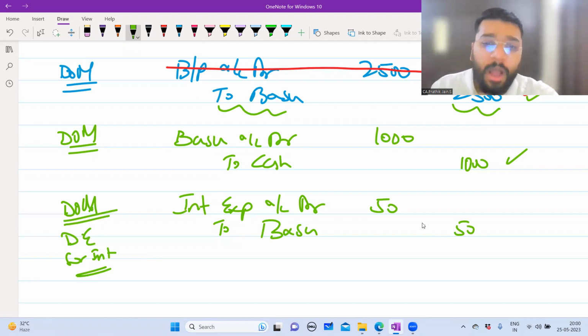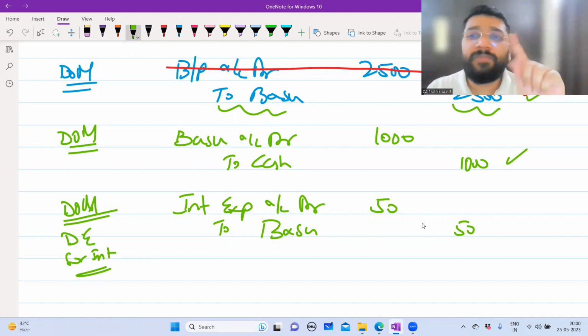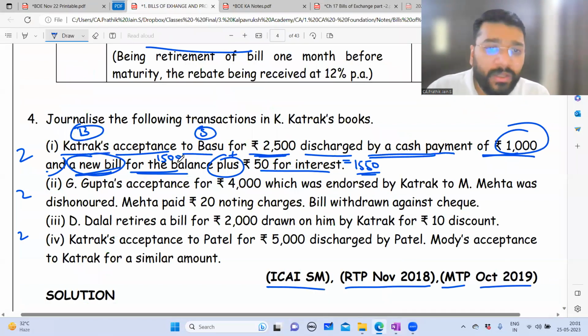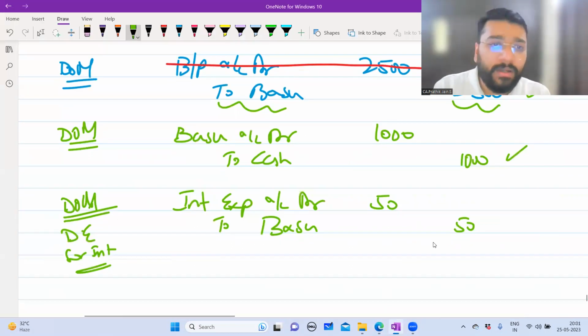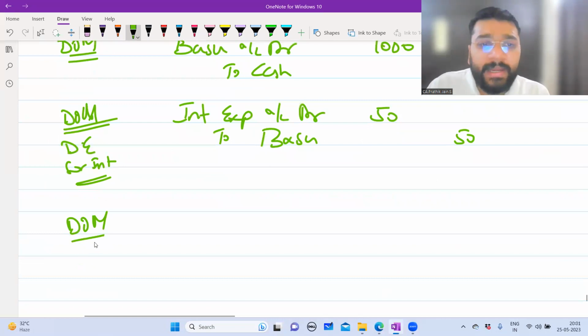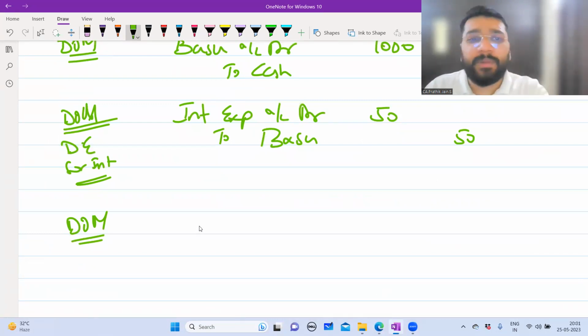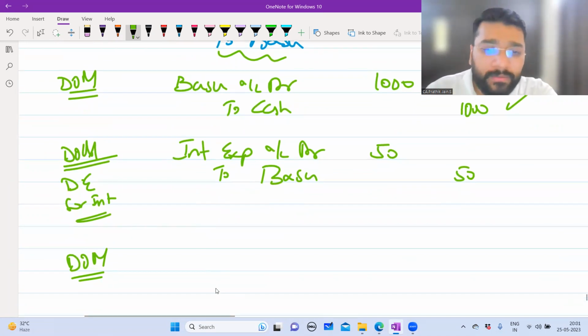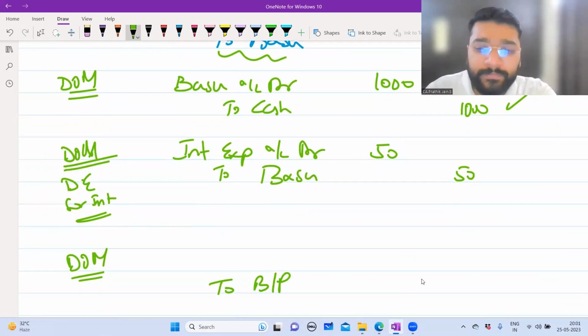Now guys, how much do we have to pay to Basu in total? 1,500 bill value is pending, and 50 interest is pending. So 1,550. They are creating a new bill for the balance amount of 1,500 plus 50 rupees interest. So on the date of maturity, you will create a bill. Is this bills payable or bills receivable? You have to make payment to Basu. Make payment.